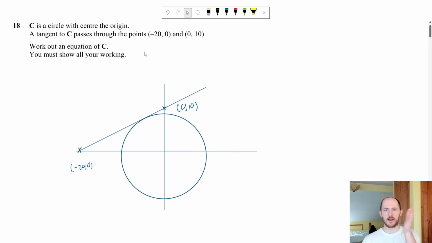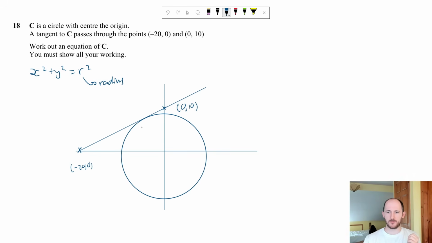Now it's telling me to work out the equation for the circle. And what does the equation of the circle look like? It looks like this: x squared plus y squared equals r squared, where r is the radius of the circle. So all they're actually asking me for is what's the radius of this circle, because the x and y, they're just variables, they stay the same. So we need to work out the radius.